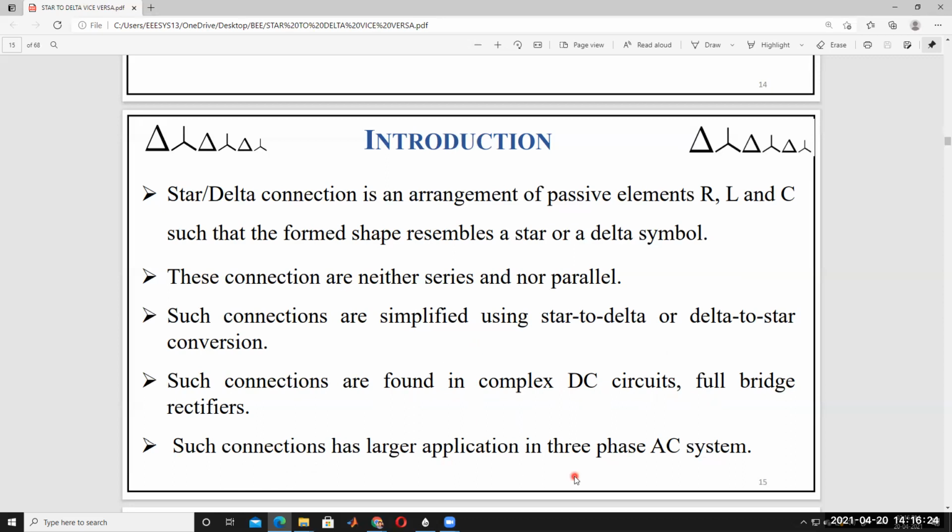Such connections have larger applications in three-phase AC systems. We will discuss three-phase AC systems, as well as single-phase AC systems, in later classes.